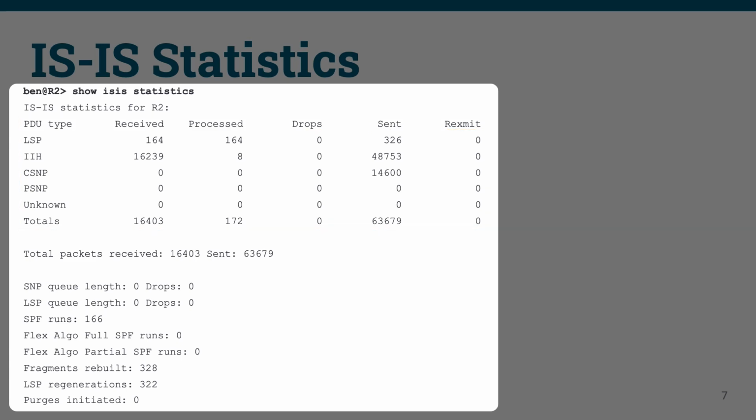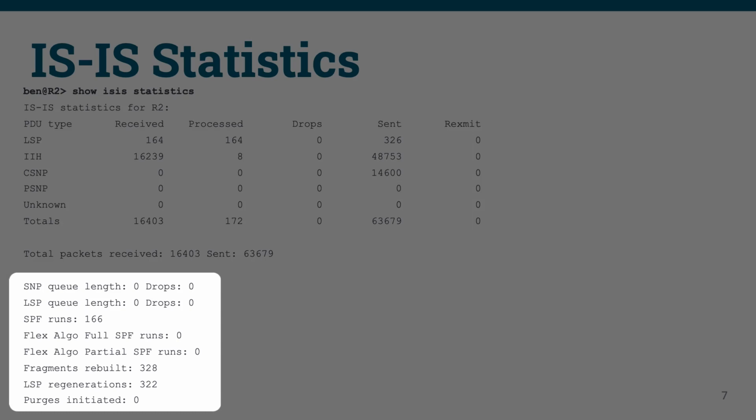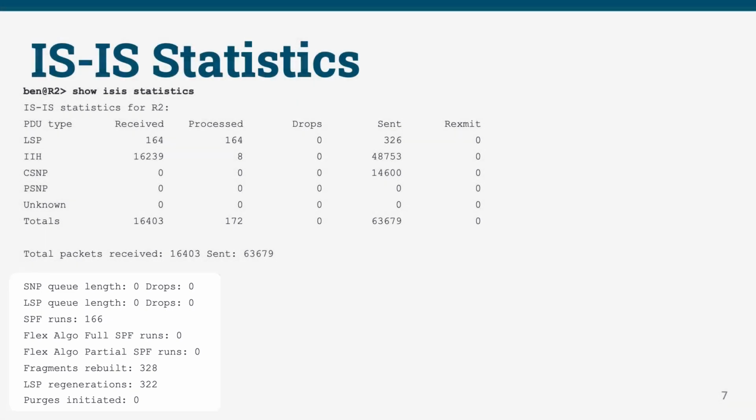An important part of this output as well is at the bottom. We can see the number of times that the SPF algorithm has been run. If there is a flapping link or neighbor somewhere in the ISIS domain, potentially causing performance impact elsewhere in the network, then we would see this number increment quickly. It is normal to see this number increment, as some amount of changes in a network are expected. However, if the number of SPF runs is increasing quickly, then we can be mostly sure there is a flapping link or misbehaving device somewhere in the ISIS domain.